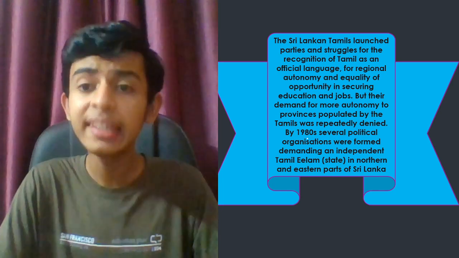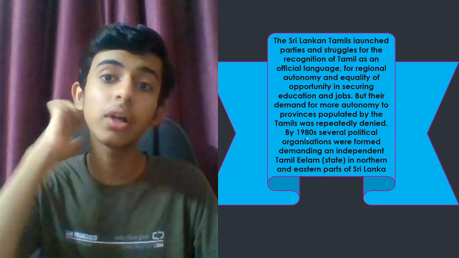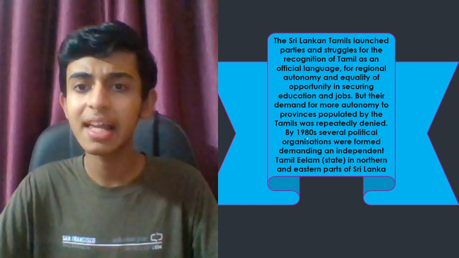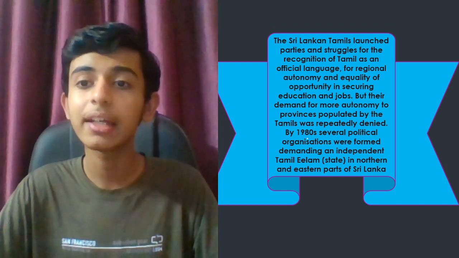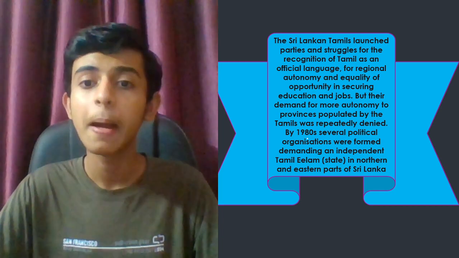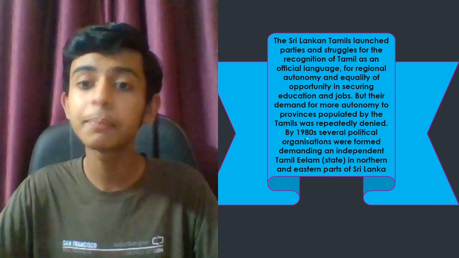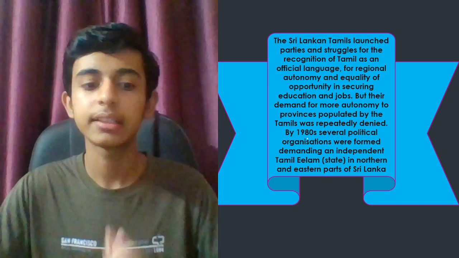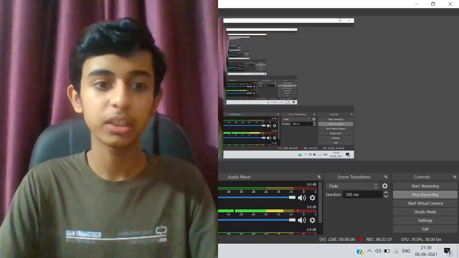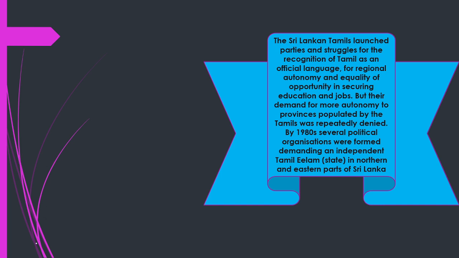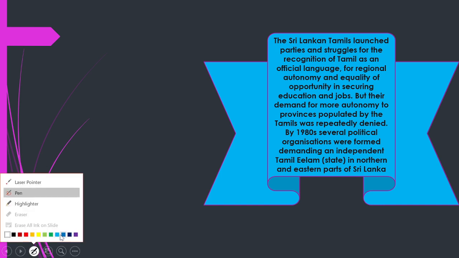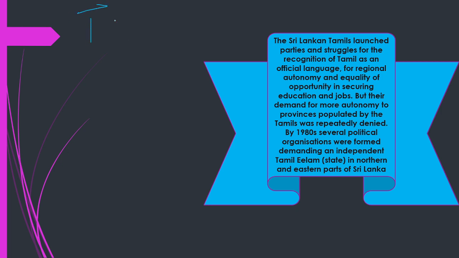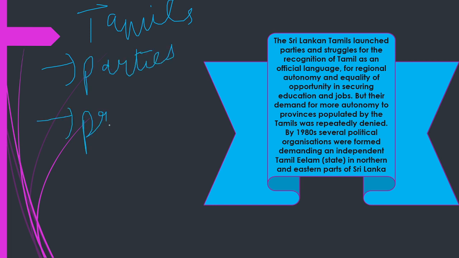Clear? Now, something very, very important: the Sri Lankan Tamils launched parties and struggles for the recognition of Tamil as an official language, for regional autonomy and equality of opportunity in securing education and jobs. But the demand for more autonomy to provinces populated by the Tamils was repeatedly denied. Now, let me change my orientation to explain in the best possible manner. Let me change the color. Which color? Let's say blue. The Tamils, let's say the Tamils. First of all, they formed parties and they protested.